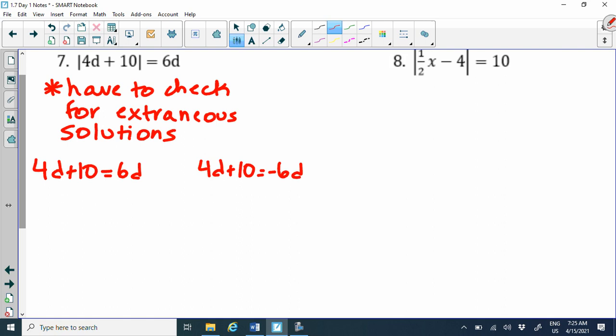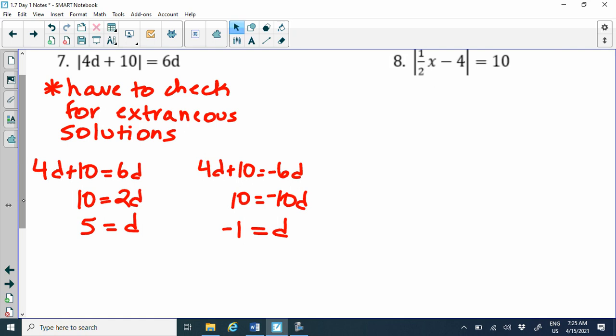Okay, now I solve. On both of them, I'm going to subtract 4d. So I get 10 equals 2d, and then 10 equals, I think that'll be negative 10d. On my first one, I divide both sides by 2, so I get d equals 5. On the other one, I divide by negative 10, so I get negative 1.